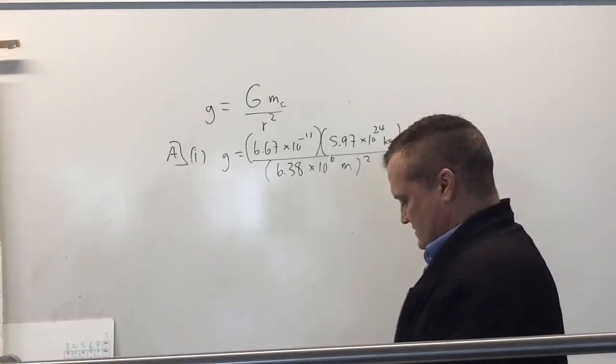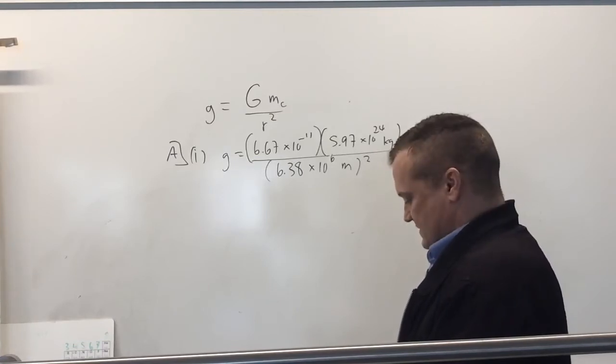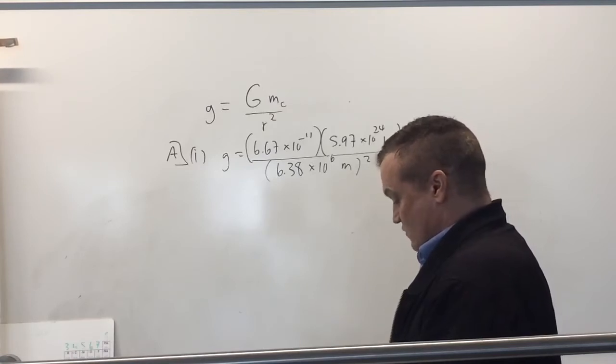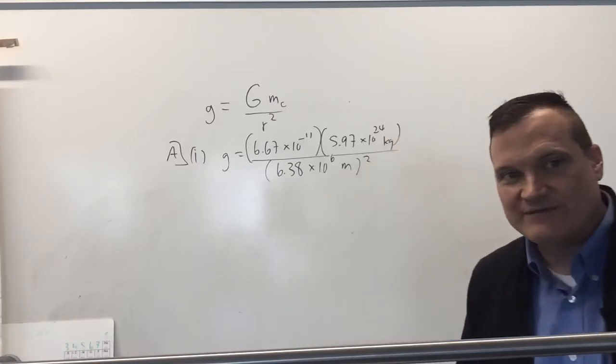So 6.67 × 10 to the negative 11 times 5.97 × 10 to the 24 divided by 6.38 × 10 to the 6, squared. And I get 9.78.